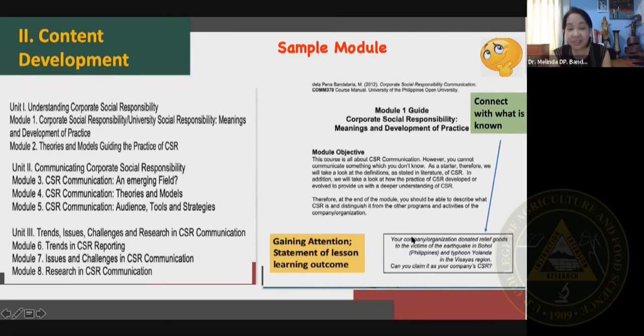So I gained their attention through this, and then I stated here what will be the learning outcome after the lesson. So you should be able to describe what CSR is and distinguish it from other forms and activities of the company or organization. So ito yung simula ng module for this particular lesson. Okay?